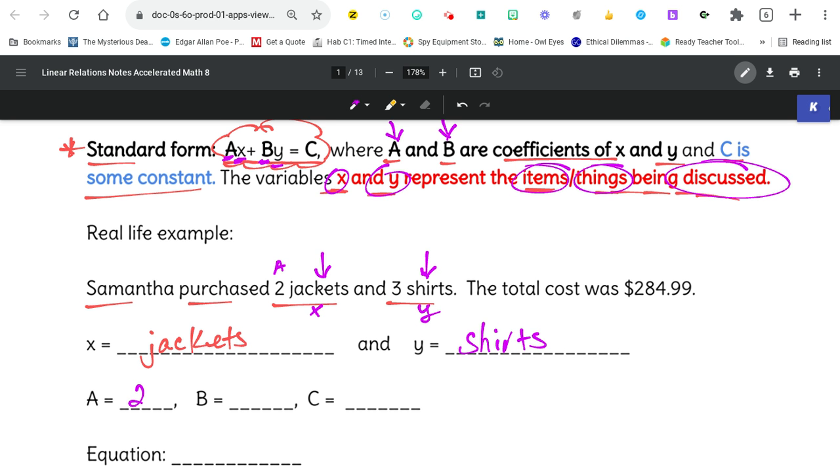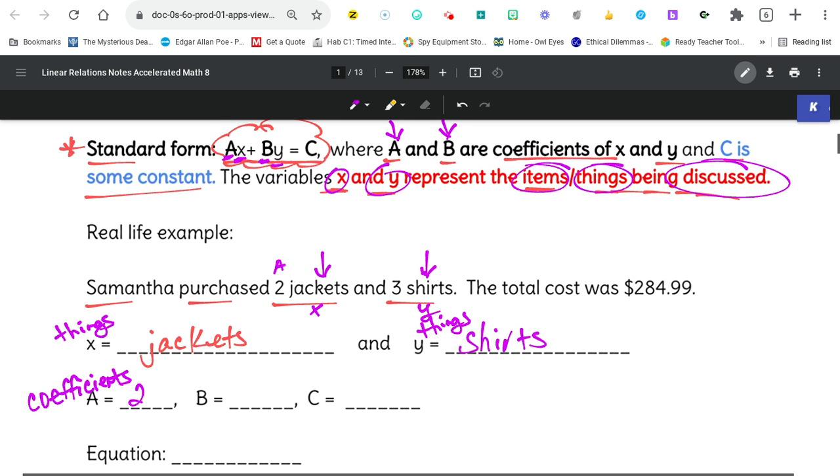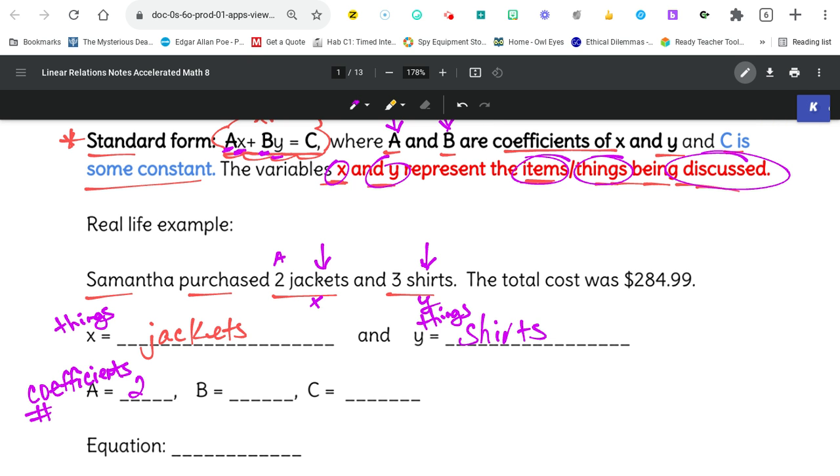Remember, A and B are numbers, what we call coefficients. X and Y are the things you're talking about, the things you're discussing. A and B are coefficients, just regular numbers that sit in front of variables, numbers attached to variables. They have to have some relation to the variable. So what has a relation to jackets? 2. What has a relation to shirts? That would be 3. So B is 3, guys. Sorry, B is 3. That's the number, okay?